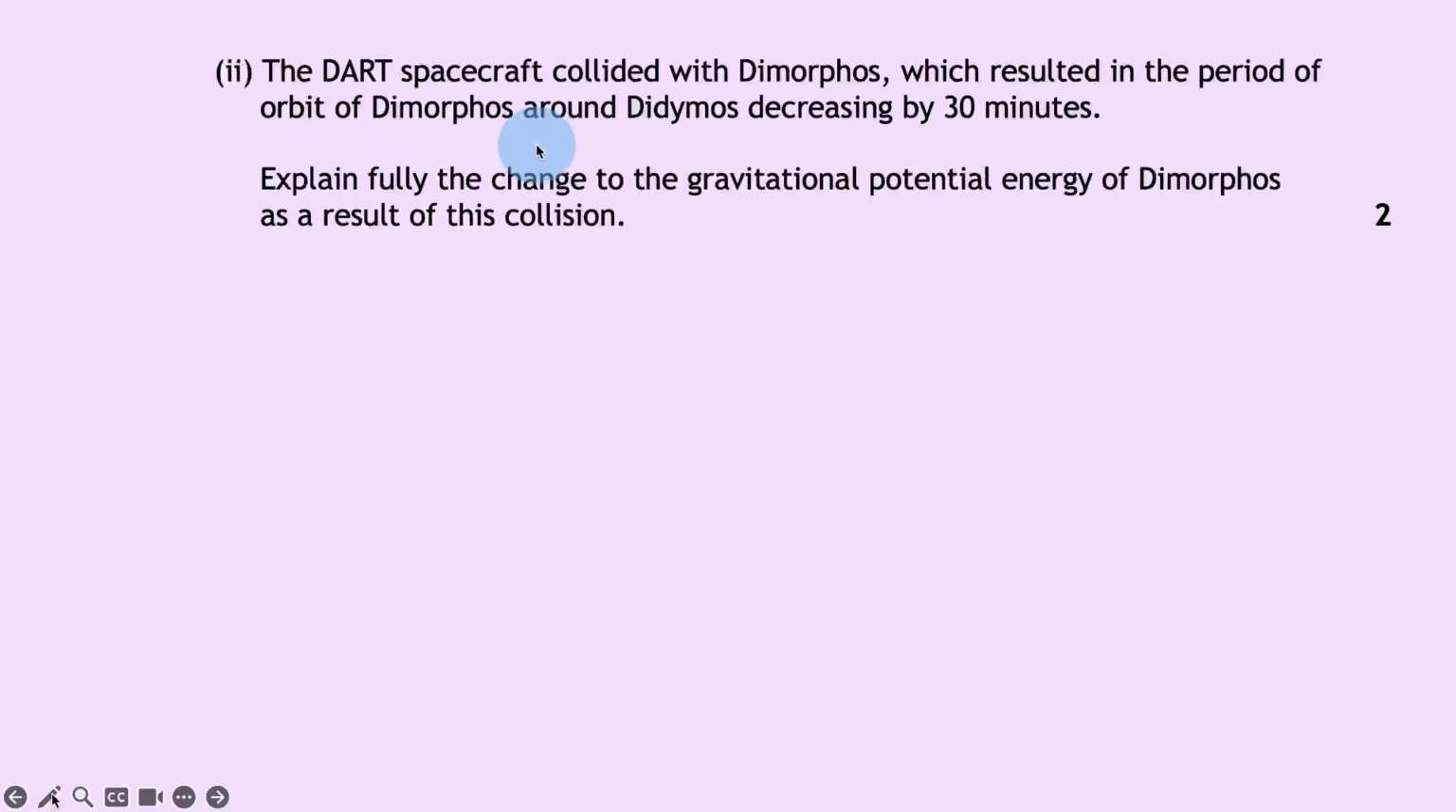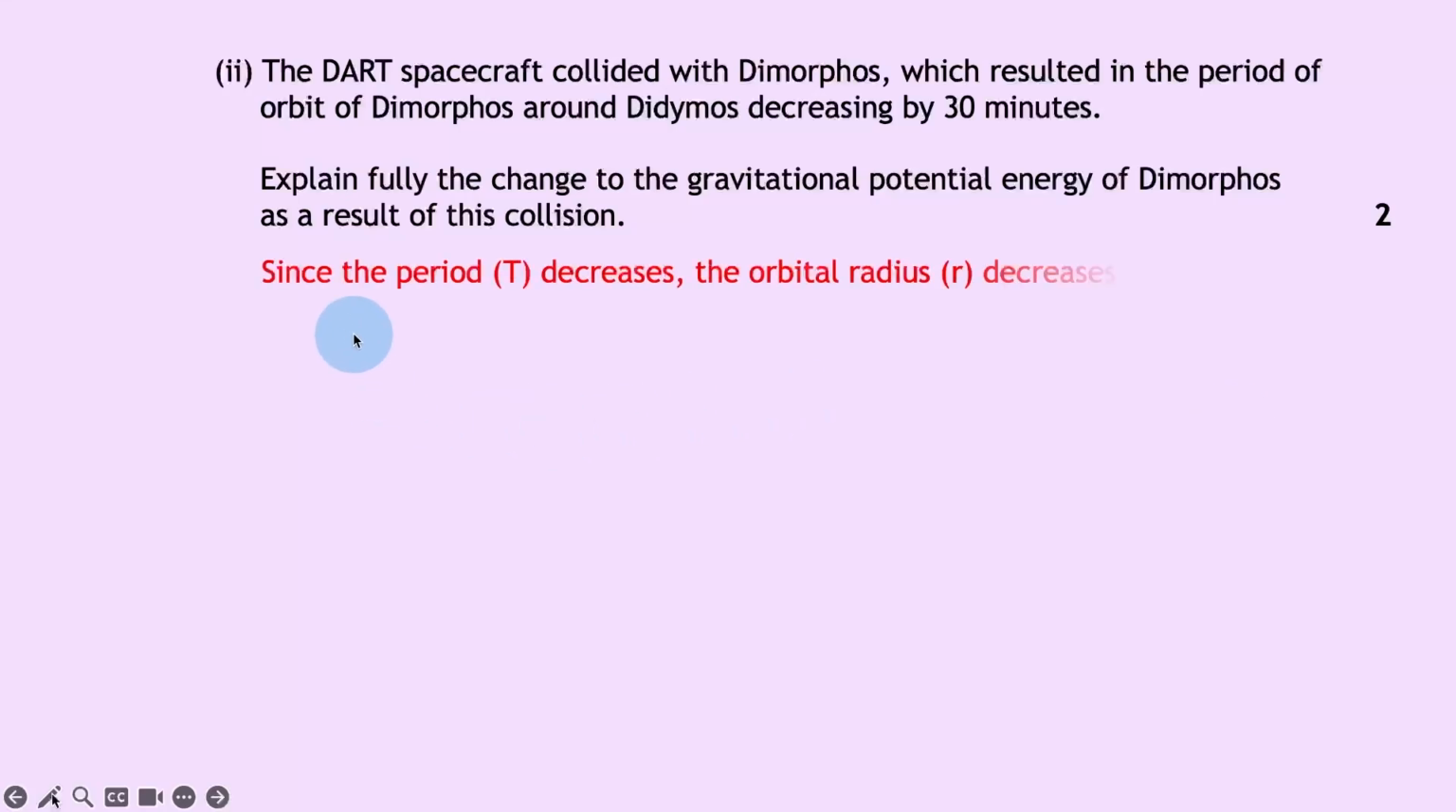B part 2 says the DART spacecraft collided with Dimorphos, which resulted in the period of orbit of Dimorphos around Didymos decreasing by 30 minutes. Explain fully the change to the gravitational potential energy of Dimorphos as a result of this collision. And there's 2 marks available here. Well, we can firstly say that since the period T decreases, the orbital radius r decreases. In other words, it takes a shorter time to travel a shorter distance.